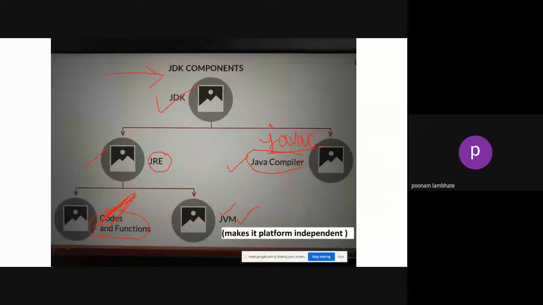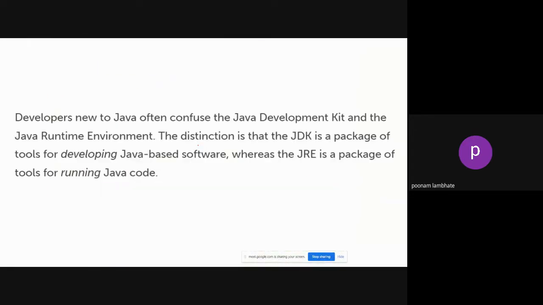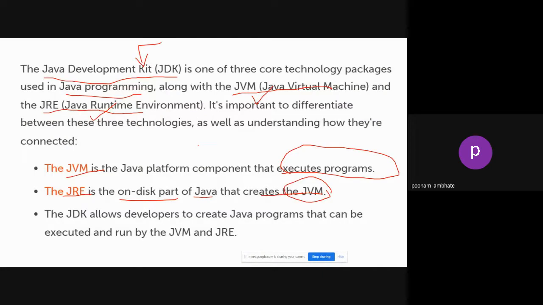So this was about what all you need before you start writing your program. And JVM and JRE are different. The difference is that inside JRE you have JVM. Why do you need JRE? To create the JVM. It is for the development part. And why do you need JVM? To run the program after you have created it. So basically you can say that JVM is the one responsible for executing the program. And JDK allows the developers to create the programs, and it is executed and run by these two.